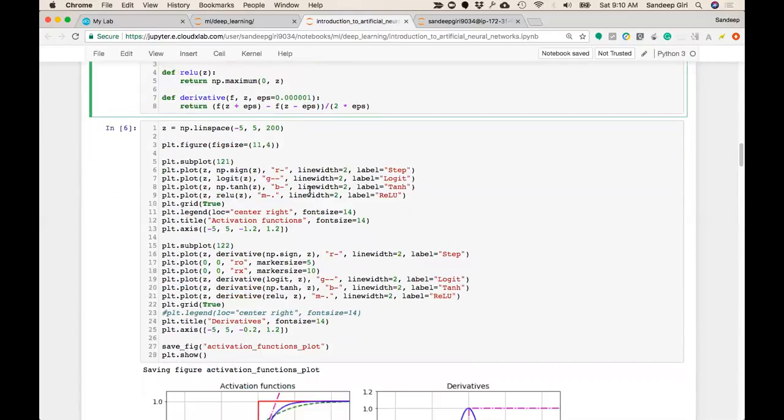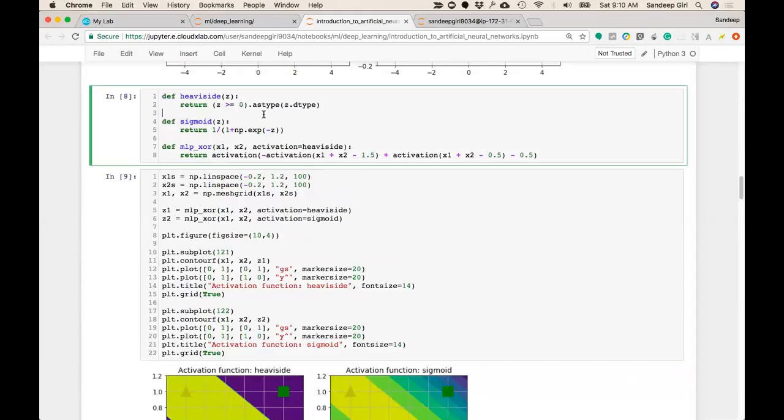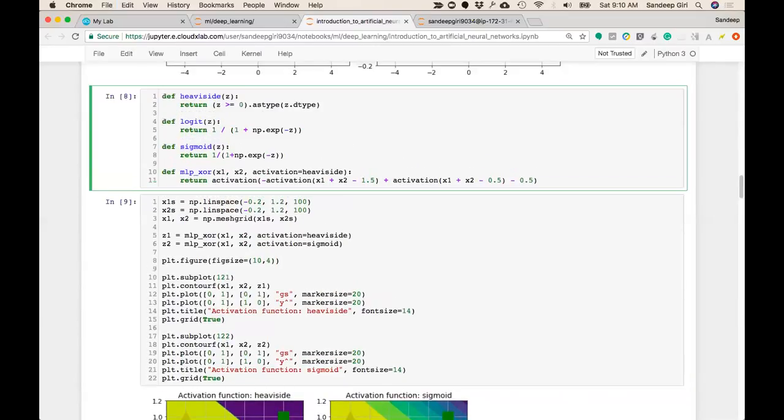So if you see the sigmoid function and the logistic function, see the difference? So let me show you. Where is the sigmoid function? Here, right? So you can see, is there a difference between the sigmoid and logistic function? Anybody?